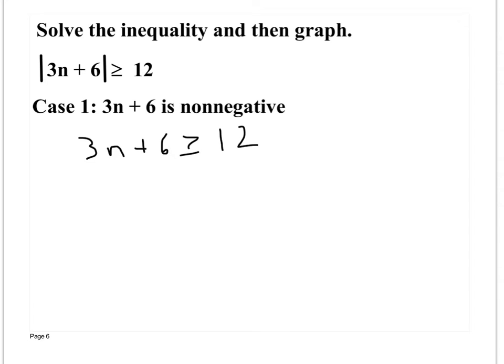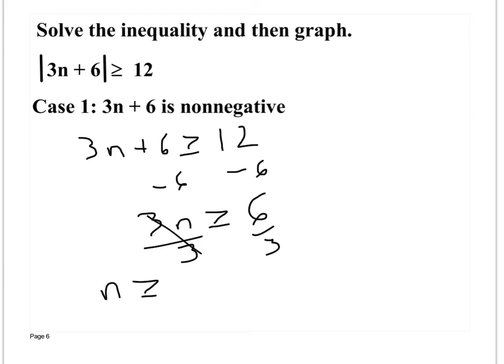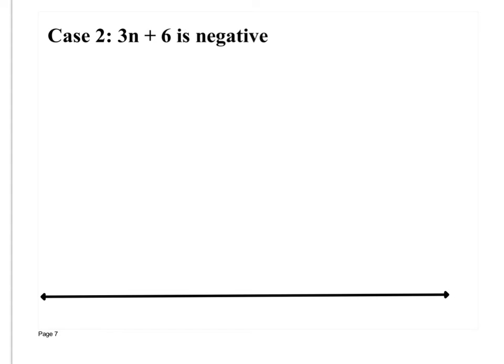We just solve for n. So we subtract 6 from both sides. 3n is greater than or equal to 6. Divide by 3. n is greater than or equal to 2. Now we need to do case 2 where 3n plus 6 is negative.